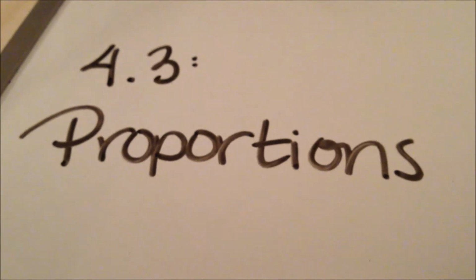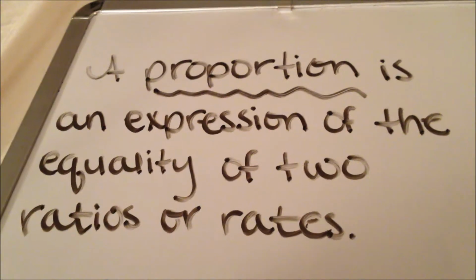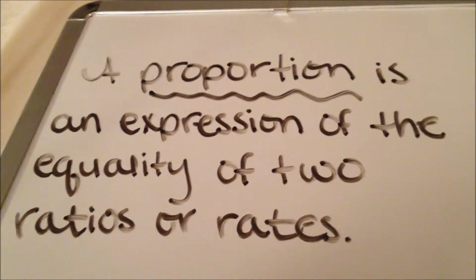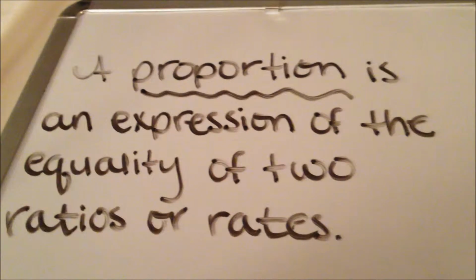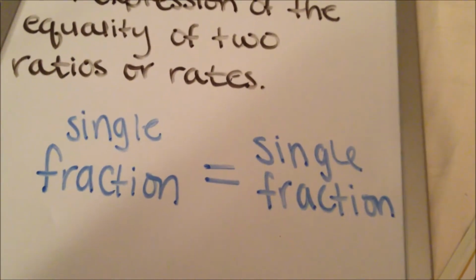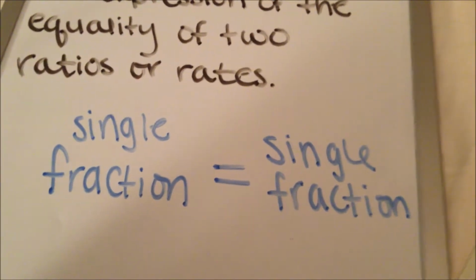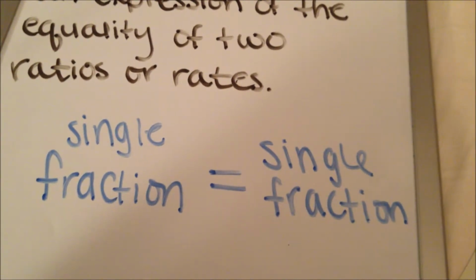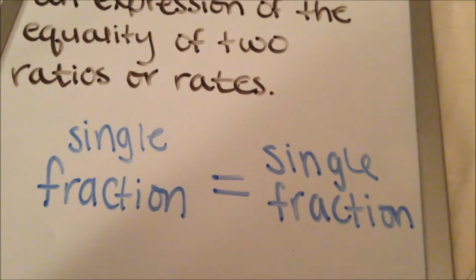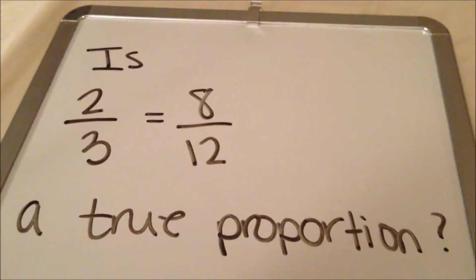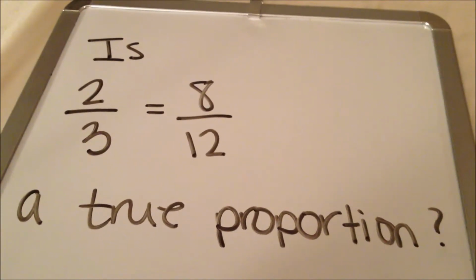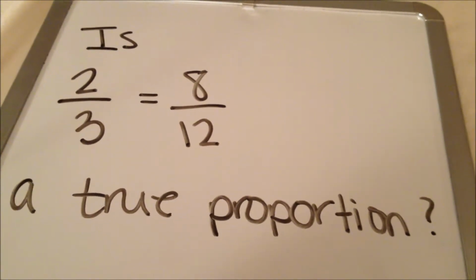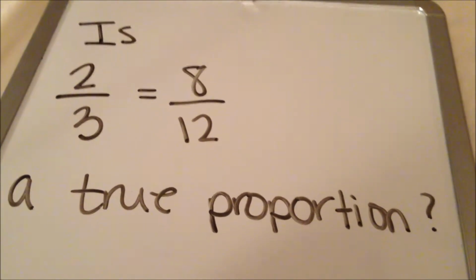Section 4.3, Proportions. A proportion is defined as an expression of the equality of two ratios or rates. Basically, a proportion is a single fraction equal to another single fraction. It's basically just a ratio equal to another ratio. For example, is 2/3 equal to 8/12 a true proportion? In other words, is this statement true or false?